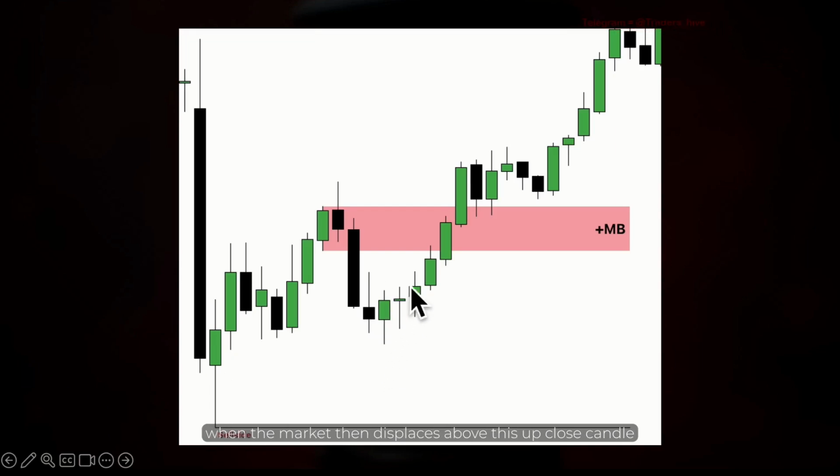When the market then displaces above this upclose candle with this very strong close, we can anticipate that this upclose candle is likely going to function as support next. And from that moment in time, we can change our idea from bearish to bullish. Notice that this upclose candle does in fact function as support on price right here, before we see the market expand towards the buy side liquidity engineered above this high.